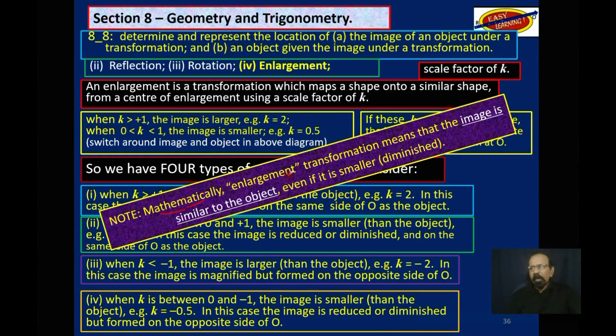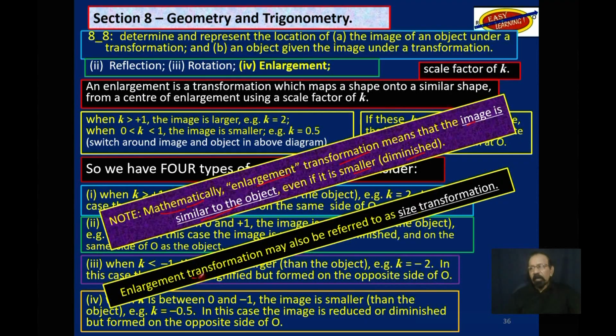Mathematically, enlargement is a transformation that means that the image is similar to the object, not necessarily larger. Similar. It could be smaller or diminished. Enlargement transformation may also be referred to as size transformation. That is a little more accurate. It could be larger or smaller. Size transformation. But technically, we are using the term enlargement to mean either larger or smaller.